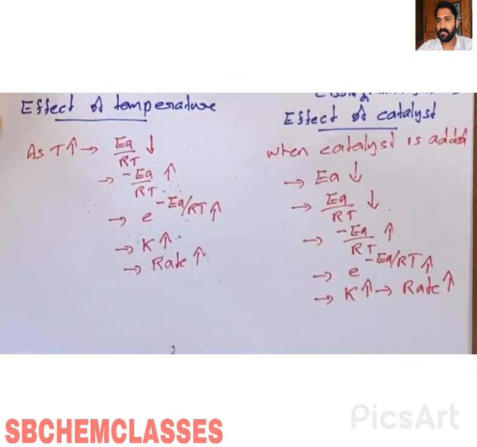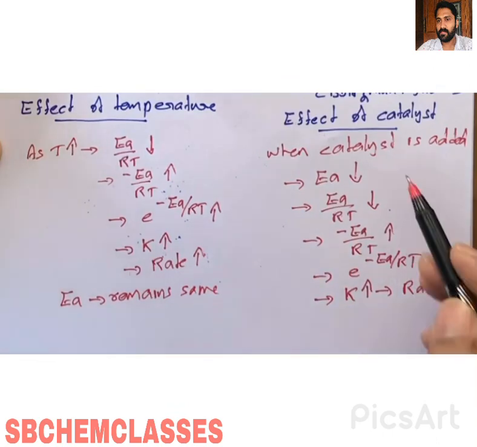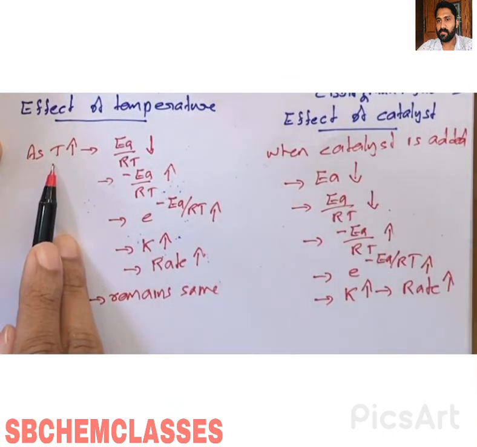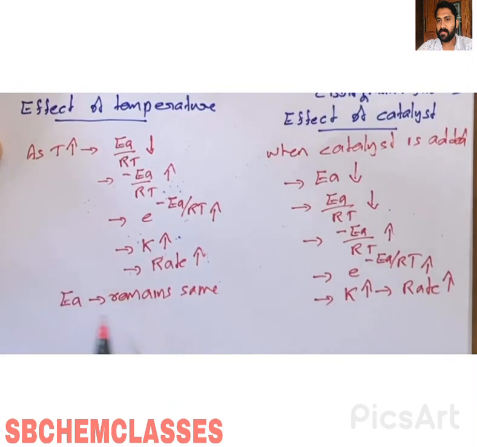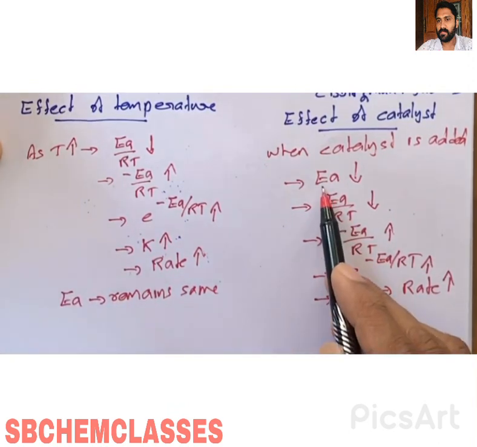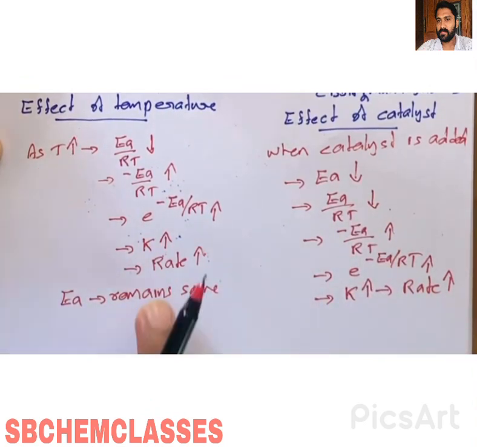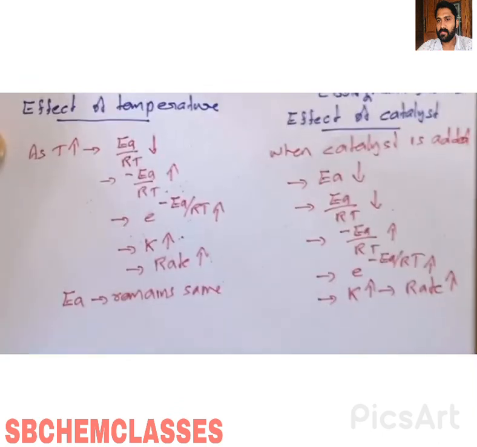We have to focus on the point that when temperature changes, Ea remains the same. When temperature changes, Ea remains the same, but when a catalyst is added, Ea decreases. So, with a change in temperature, Ea does not change, but when a catalyst is added, Ea changes. But as temperature increases, rate increases. When a catalyst is added, rate increases.